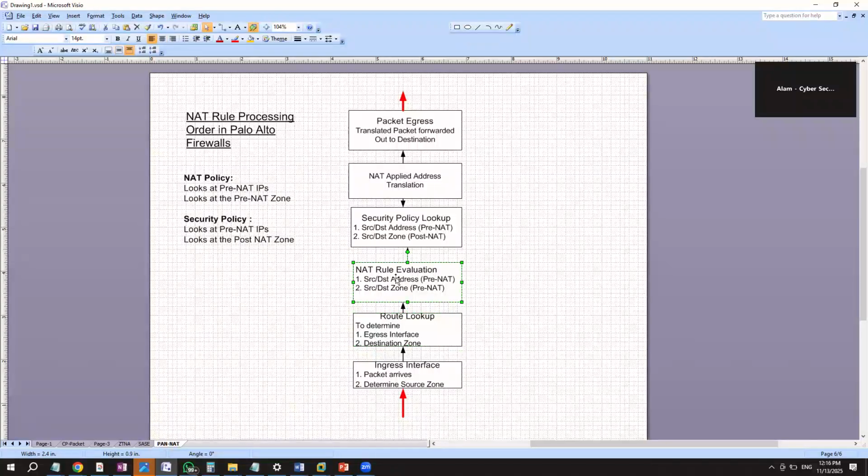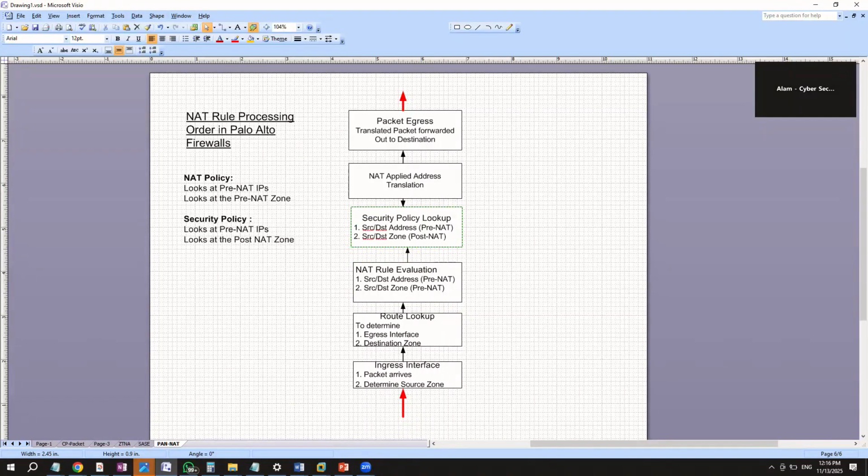Next is the NAT rule evaluation. So here, the source and destination addresses are pre-NAT, and the source and destination zones are also pre-NAT. Okay, next is security policy lookup.